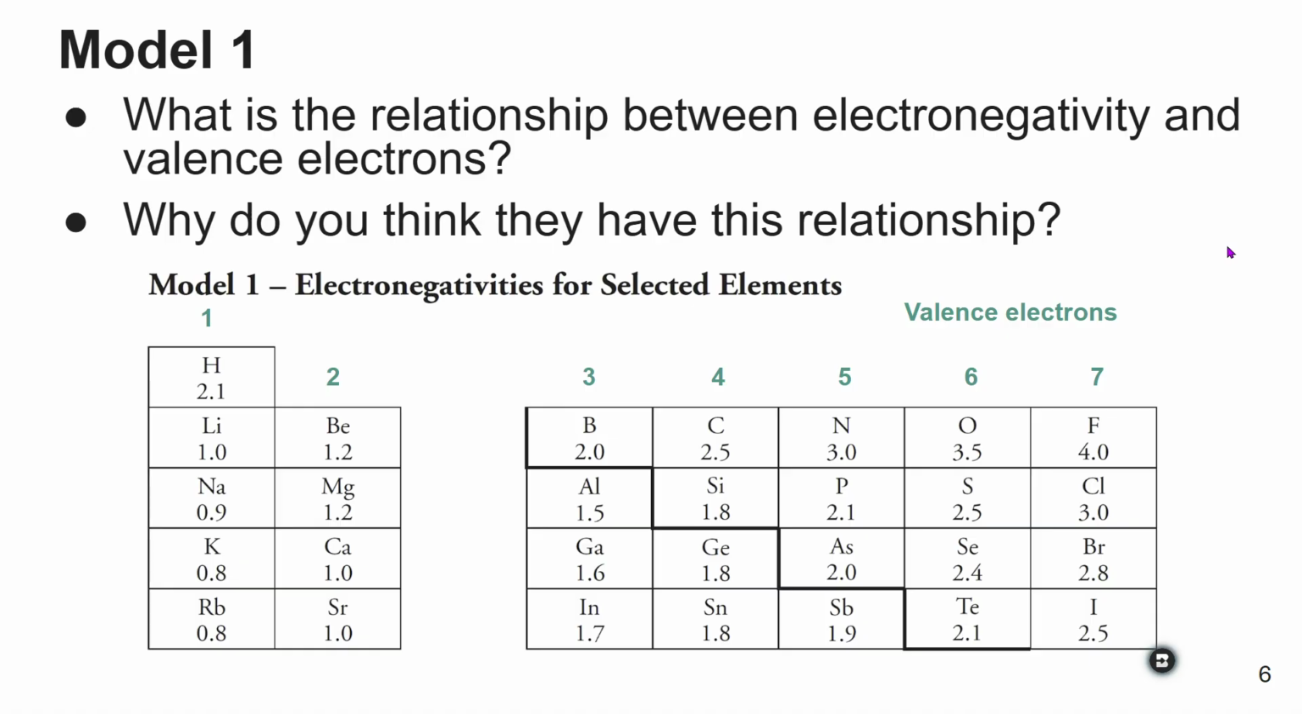So what's the relationship between electronegativity and the valence electrons? Try to observe a pattern in the periodic table that you're provided here and the number of valence electrons. And then think, why do we see this relationship? Please talk with your elbow partner if you're in class. And notice these are not masses, these are electronegativities. So again, pause and discuss before you move to the next slide.